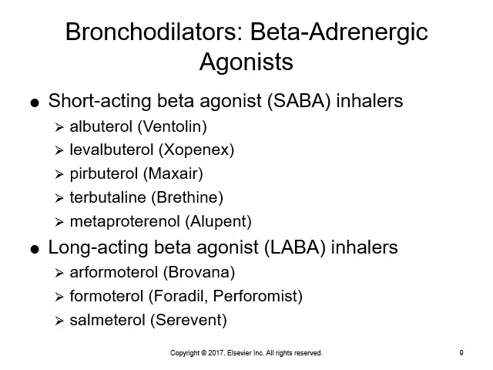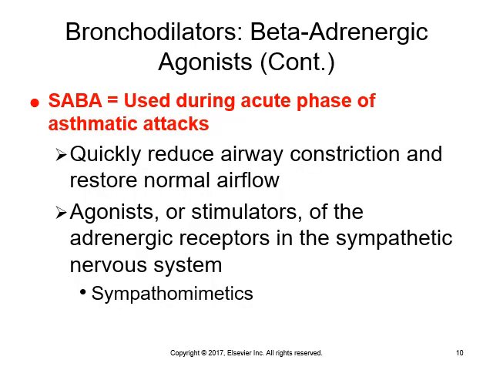As far as inhalers are concerned, insurance really drives and is the predictor as to what the doctor is going to prescribe, based on what the insurance will accept. SABA is used during the acute phase of asthmatic attacks, quickly reduces airway constriction, and restores normal airflow. So these are our rescue inhalers.